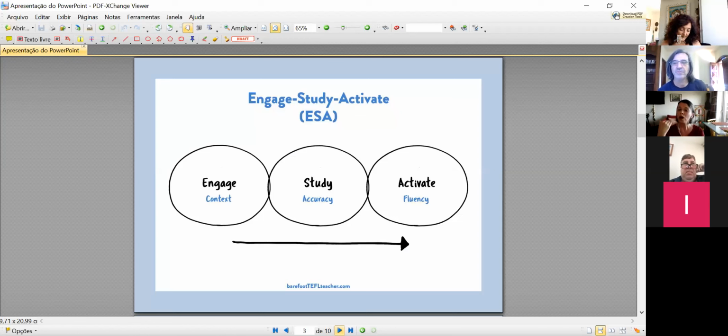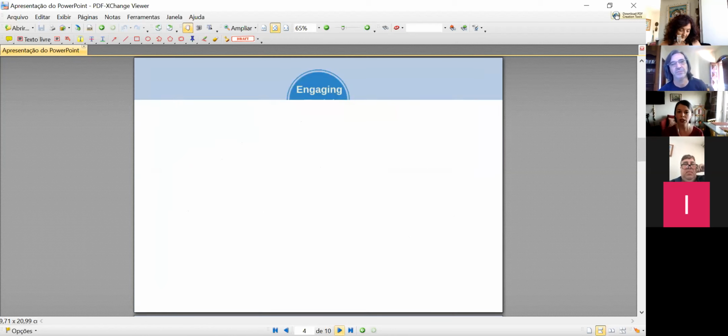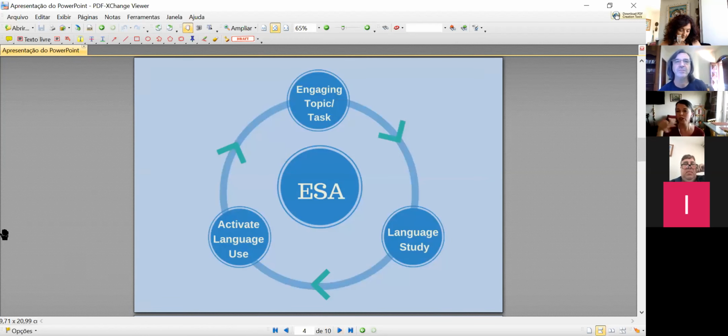It can be one of the possibilities, this arrow. But there are also other ways to structure ESA. For example, let me go to the next one. Like this, you can circulate. You don't need to just go as an arrow. You can use the other way around sometimes. But usually it's very interesting to start by engaging. I think that's the one very important. So you have the engage, so you show the topic or the task. Usually then you go to study, language study, and then activate, language use, the ESA.